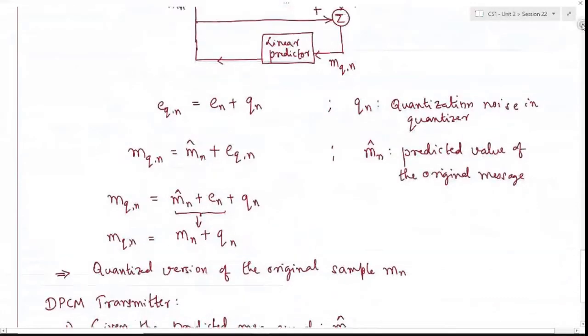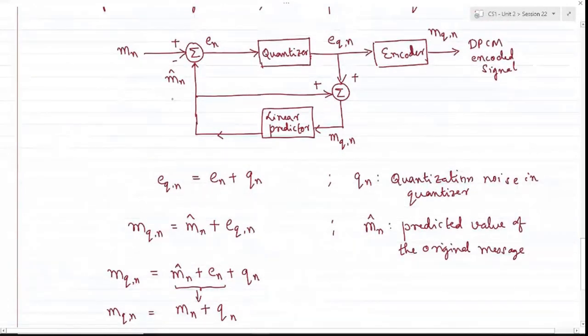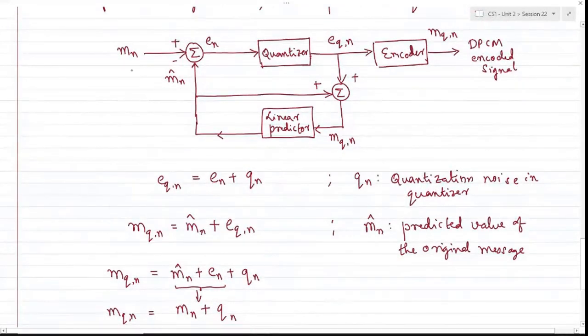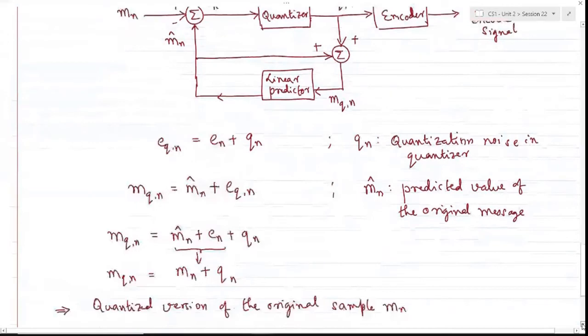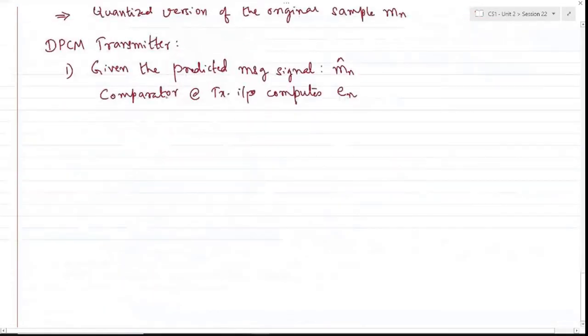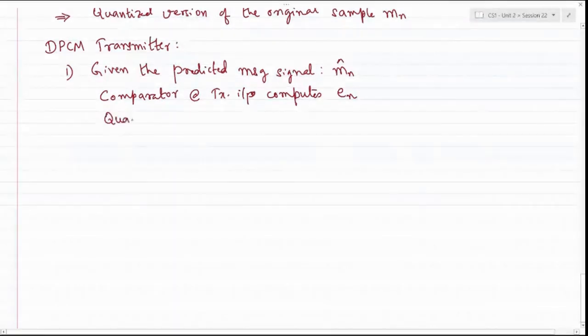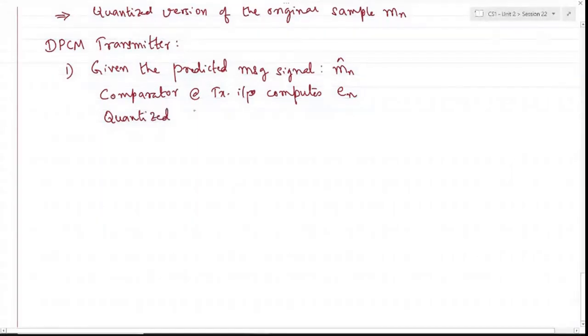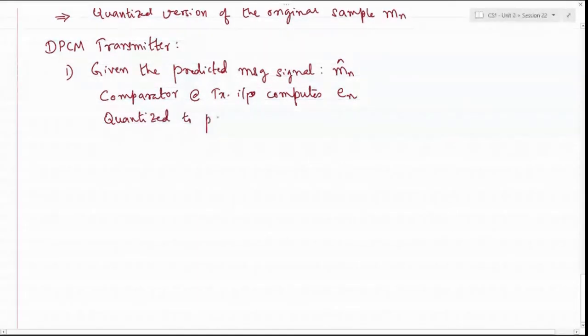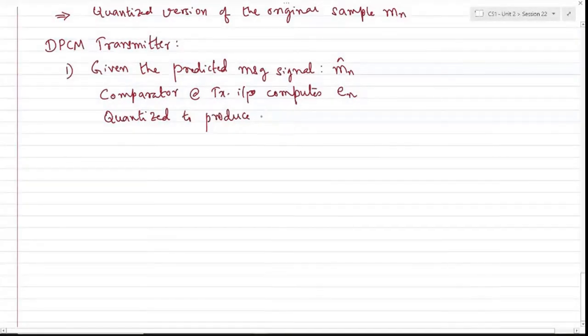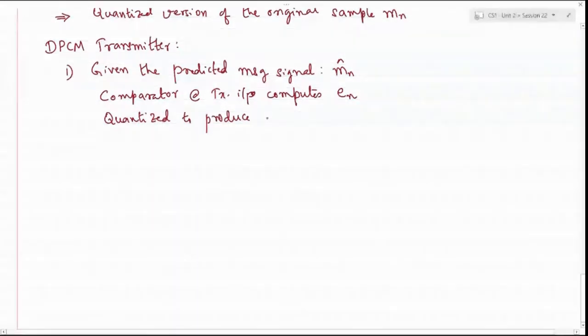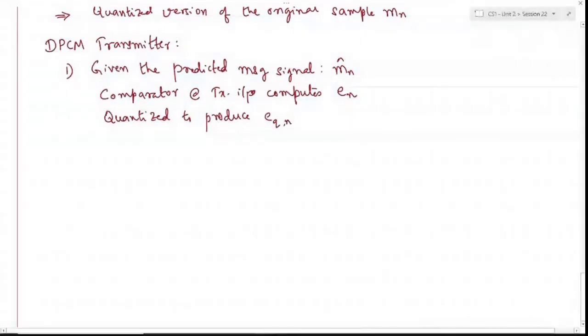This m_n hat, the output of the linear predictor, is compared with the current message sample, and the comparator will produce an error in the prediction, which is known as e_n. So this is at the transmitter input, which computes e_n. Then e_n is quantized to produce the quantized version of e_n, which we have denoted as e_q,n. That would be the first, or the upper, path which describes this process.